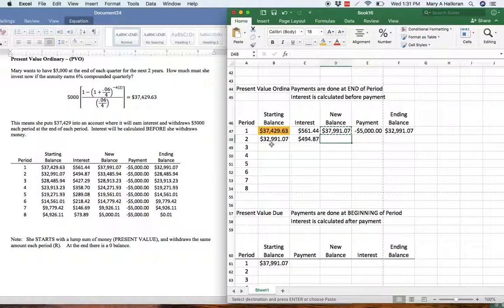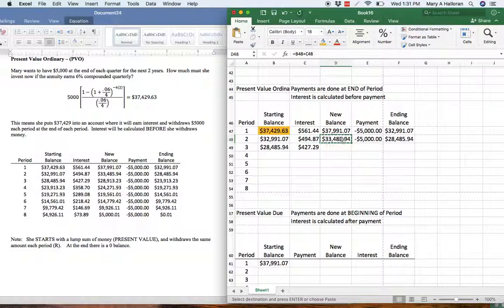So I have this much money. I'm adding $494.87. So now I've got $33,000. Okay. Now I'm going to take out $5,000. So if I have 33 and change and I take out 5, I'm going to have 28. If I take 5,000 out, now I've got $28,485.94. It's going to earn some interest.